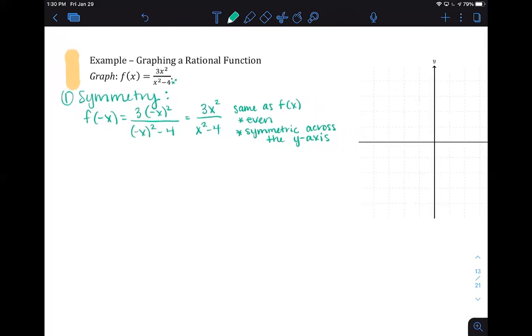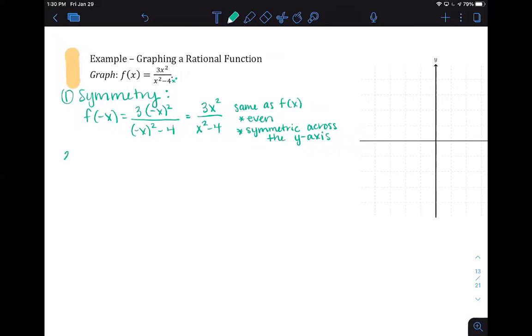All right. So now let's find our y-intercept. So our y-intercept is when we plug in 0. So f of 0 equals 3 times 0 squared over 0 squared minus 4. Well, what do you get in your numerator? 0. And what's 0 divided by negative 4? 0. So our y-intercept is the ordered pair 0, 0.